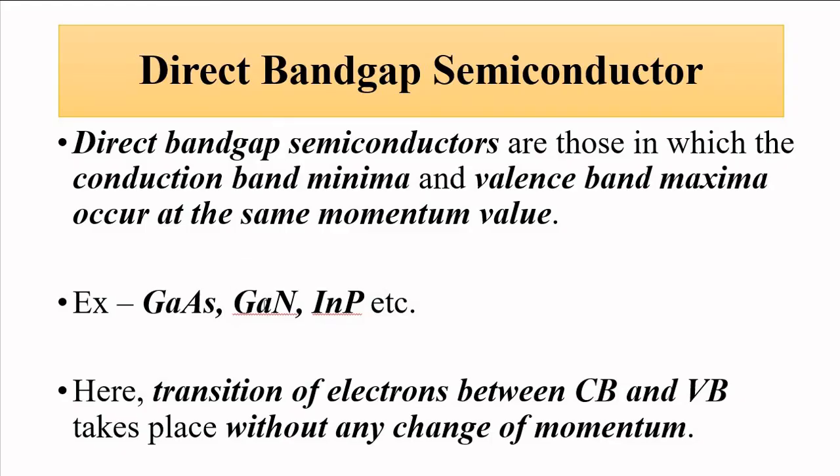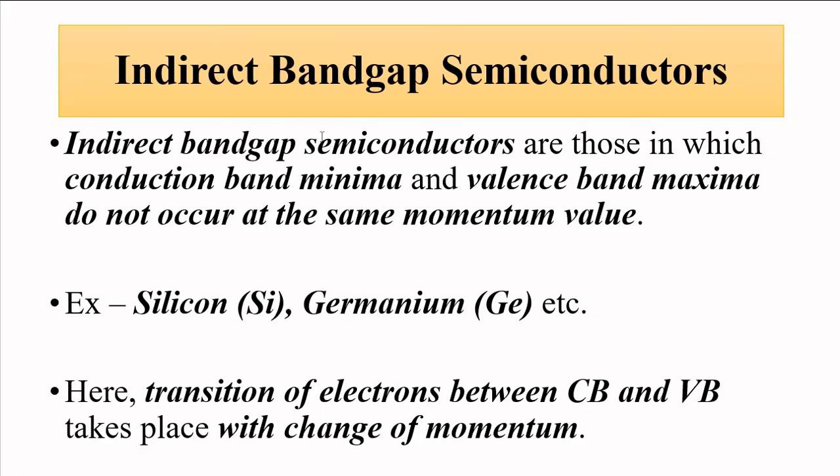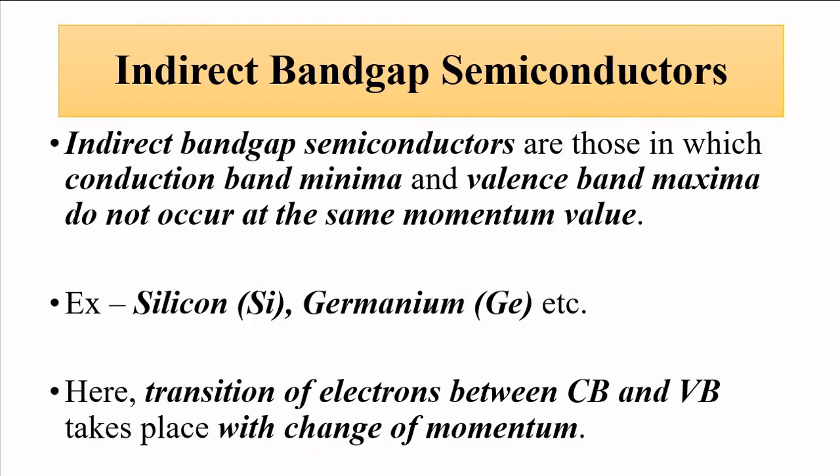Examples of that are gallium arsenide, gallium nitride, and indium phosphide. Direct band gap semiconductors are of utmost importance in optoelectronics. Most of the optoelectronic components, be it sources or detectors, are made from direct band gap semiconductors, because the transition of electrons from valence band to conduction band at the same momentum value is comparatively easy. In indirect band gap semiconductors, which are the opposite, the conduction band minima and valence band maxima occur at different momentum values. Examples are silicon and germanium.